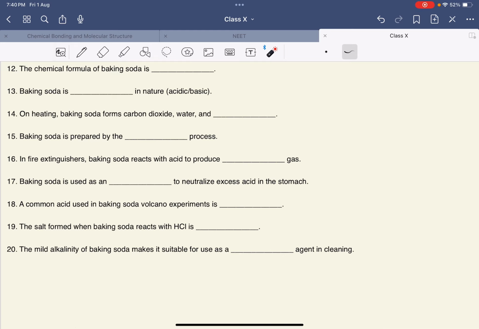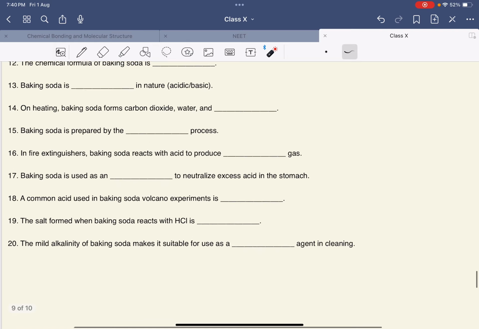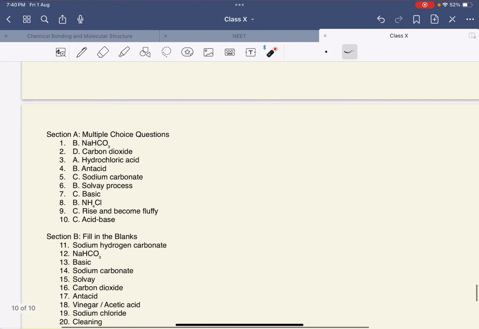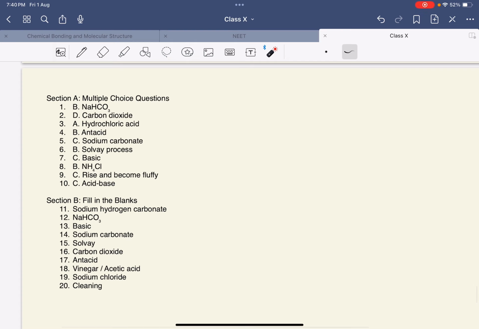Common acid used in the baking soda volcano experiment is dash. The salt formed when baking soda reacts with hydrochloric acid is dash. And baking soda makes it suitable for use as a dash agent in cleaning. So, answers are given on the next page. 10 multiple choice questions and 10 fill in the blanks, total 20 questions. All questions are based on the CBSE examination, competency based questions.